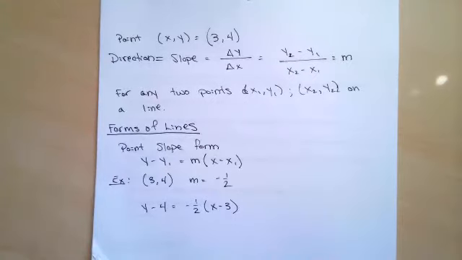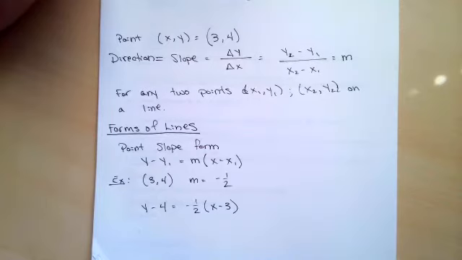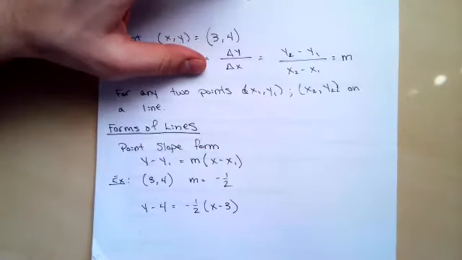And this is a perfectly fine equation. It's nice because it's quick, right? I can write it down immediately as soon as I have a point and a slope of a line. It's not nice in the sense that, well, I could use a different point and get the same line.